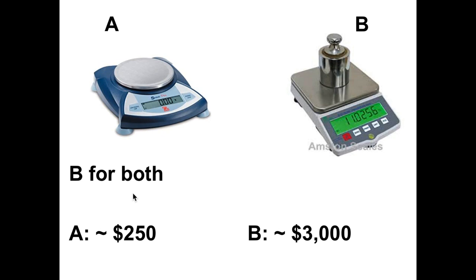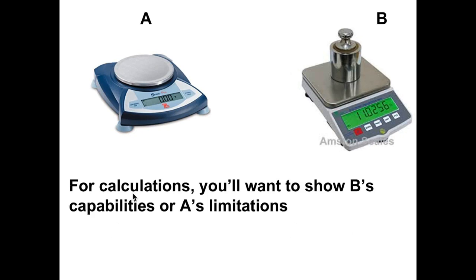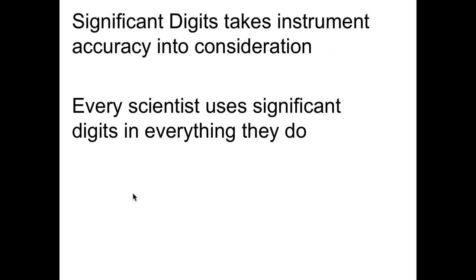So, since you're using different balances, you have to represent that there's a limit to what you can do. And so, for calculations, you want to show that B's capabilities are better than A's limitations. So, what significant digits does is it takes instrument accuracy into consideration, and every scientist, I don't care where they're at in the world, uses significant digits for everything they do.